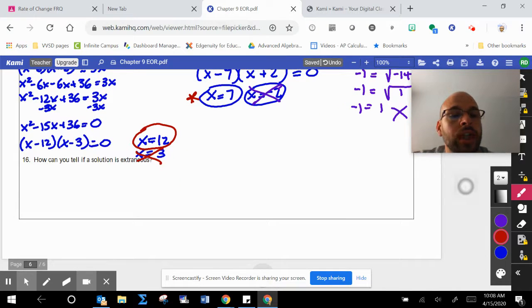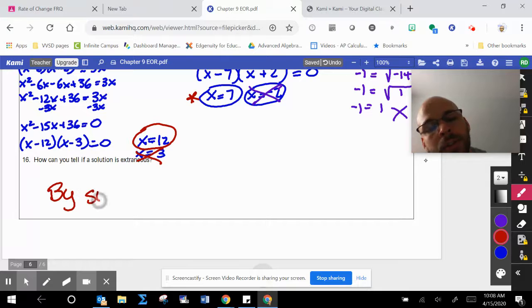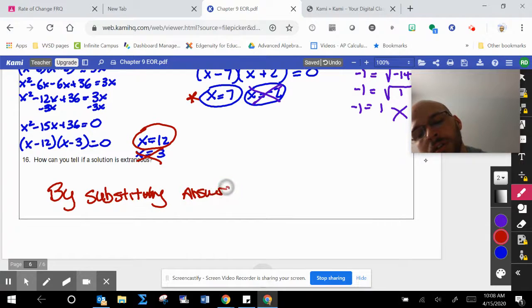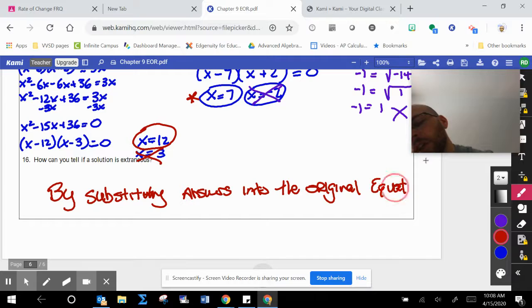Okay? So how can you tell if a solution is extraneous? By substituting answers into the original equation. Okay? And when you substitute those answers into the original equation, you need the left-hand side of your equation to equal the right-hand side of your equation.